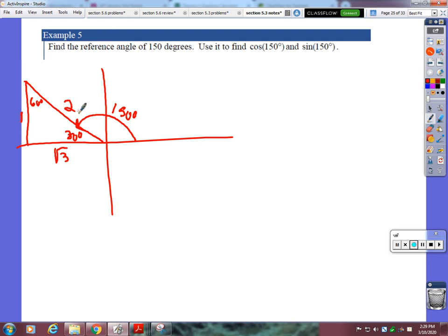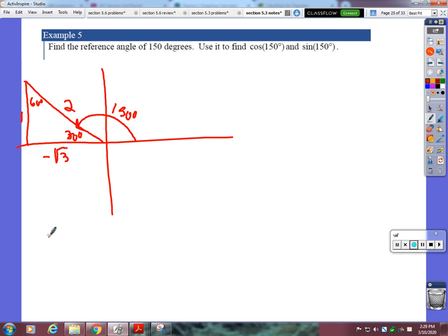One of these sides is incorrectly labeled. Which one and why? Nope, we're not going to simplify it. We're leaving it as root 3. Which one of these is wrong? The square root of 3. Why? Because it's to the left, so it should be negative.